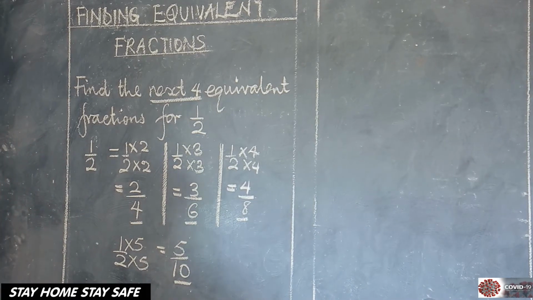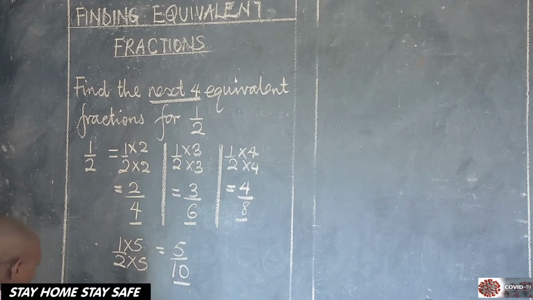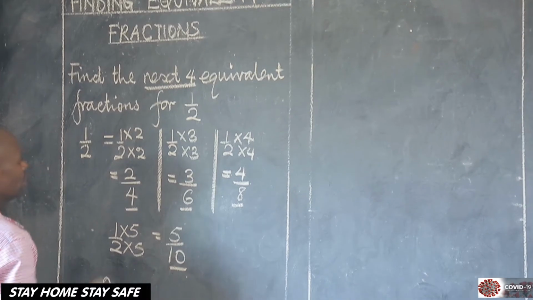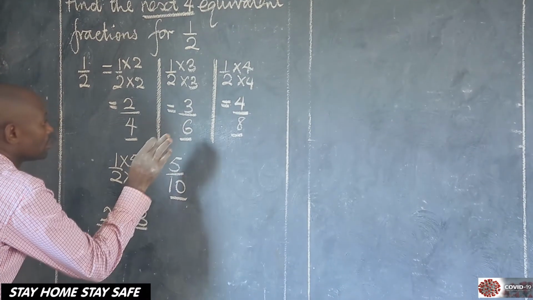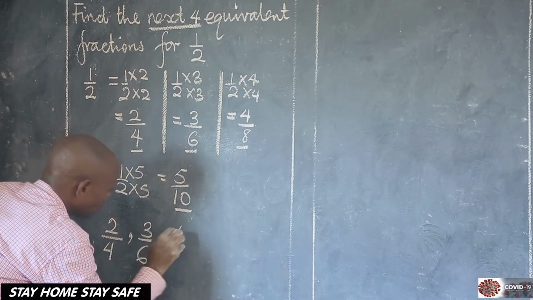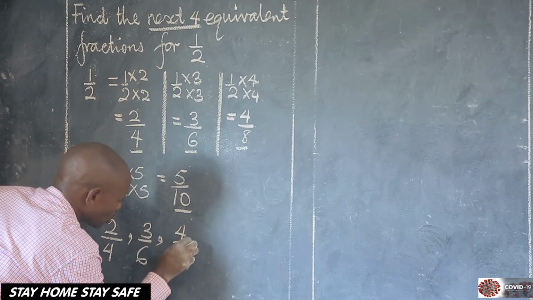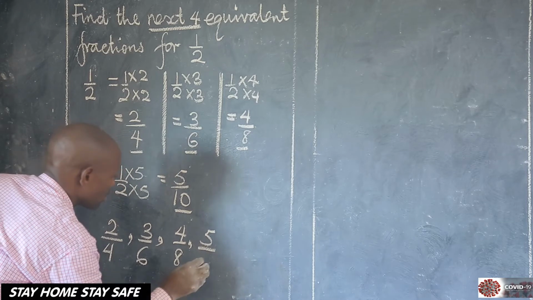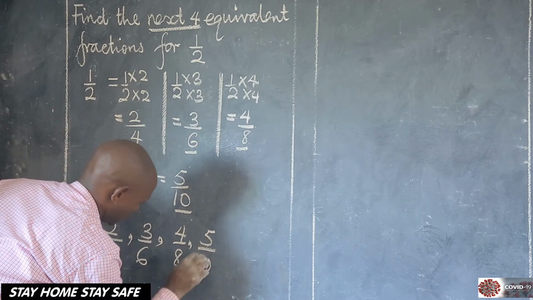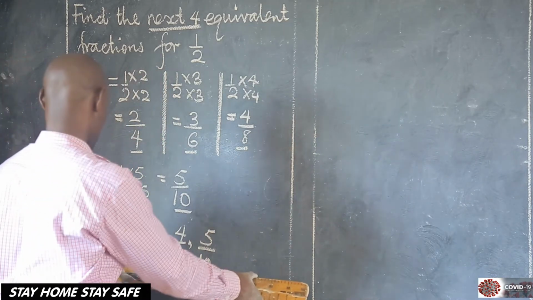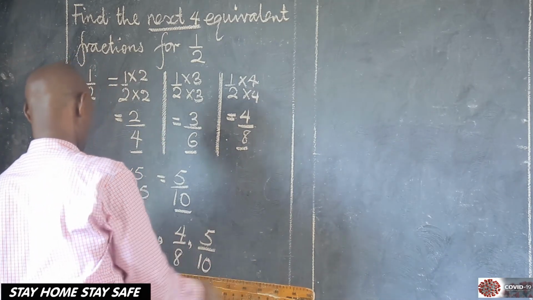Therefore, the next 4 equivalent fractions for a half are 2 out of 4, comma, 3 out of 6, comma, 4 out of 8, comma, then 5 out of 10. And these are the equivalent fractions which are needed.